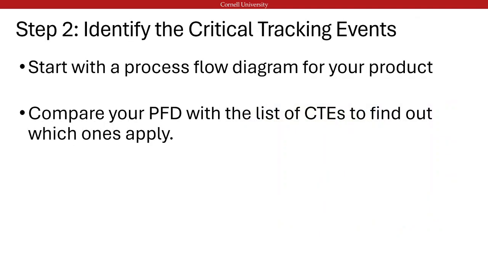So your next step will be identifying the critical tracking events associated with the product. So a great place to start here is your process flow diagram for a product. So basically look at all of the manufacturing steps that you should already have written out for the product and compare that with the list of critical tracking events and figure out which ones are associated with your product.